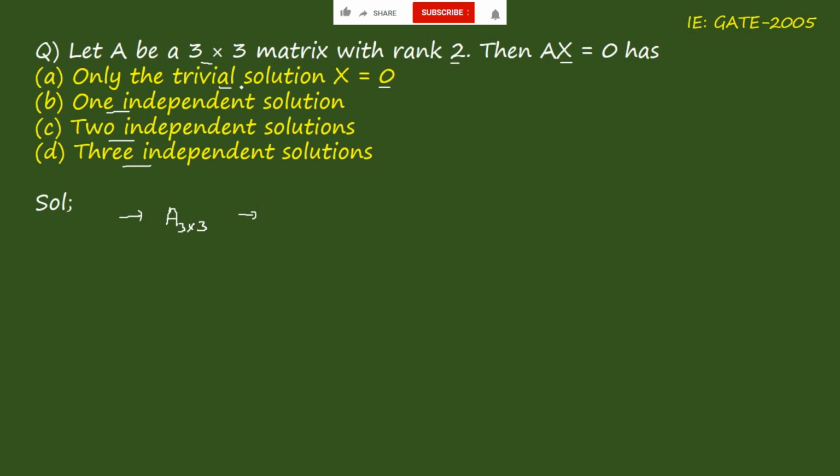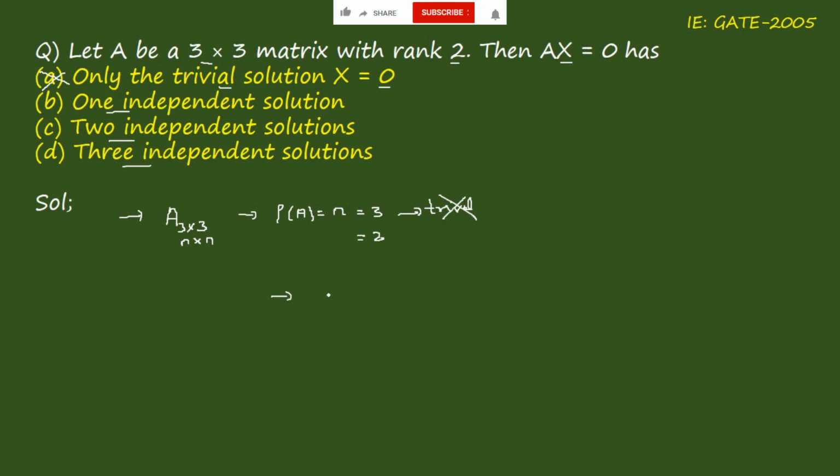Now if you see the trivial solution, where do we get it? When the rank of a matrix A is equal to n, which is nothing but 3 only. If you consider A is an n cross n matrix, which is a 3 cross 3 matrix, then we get a trivial solution, right? But it has given us nothing but 2. So it does not have a trivial solution. It is a non-trivial solution. So option A goes.